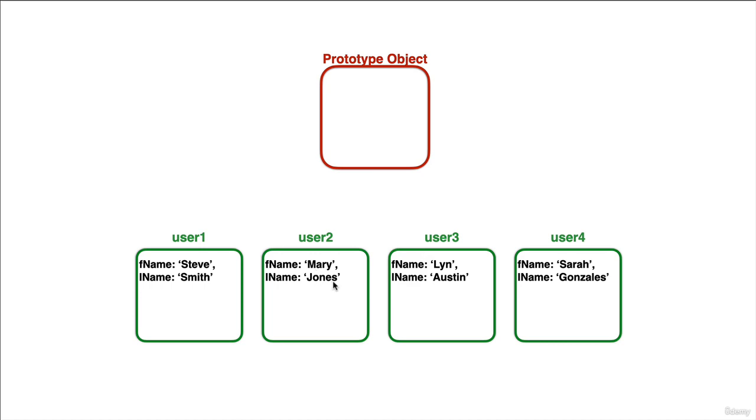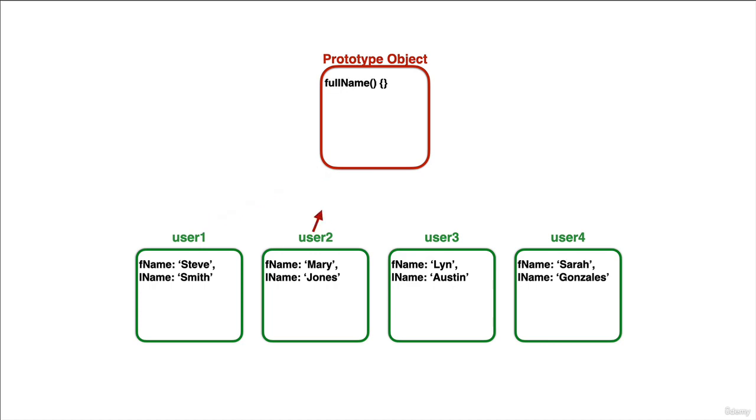But let's say that each of these objects needs a fullName method, a fullName method that will return the first name concatenated with the last name. So we could go ahead and define a fullName method on each of these objects. But that doesn't seem very efficient. Putting it on each object uses more memory, and we're repeating ourselves. There are a couple of things that make that inefficient. So the ideal way is to place that method on the prototype object.